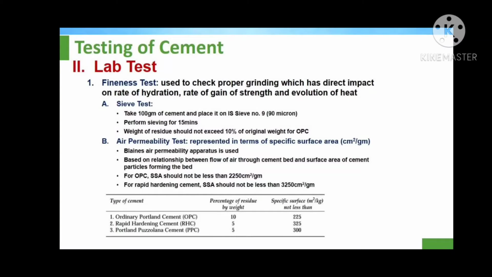The Blaine air permeability apparatus is used, based on the relationship between the flow of air through the cement bed and the surface area of the cement particles forming the bed. For OPC, the specific surface area should not be less than 2250 cm² per gram. For rapid hardening cement, it should not be less than 3250 cm² per gram.